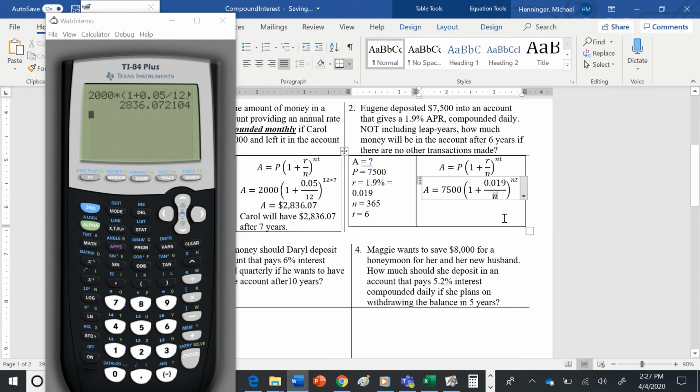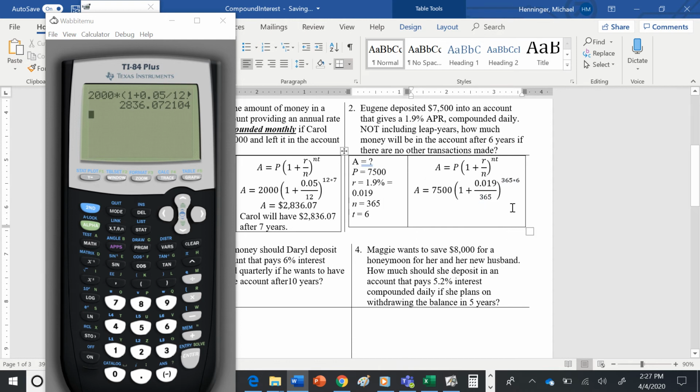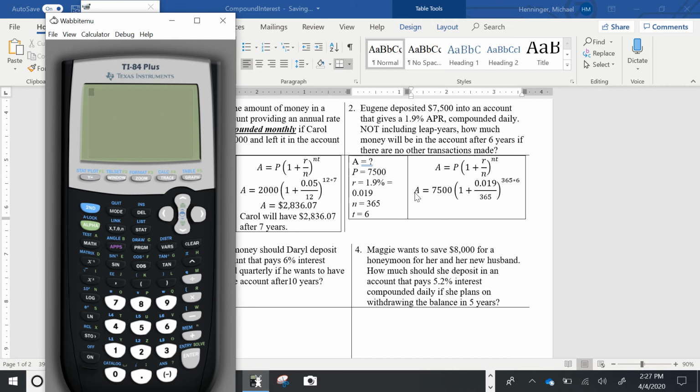N is how many times it's compounded per year. And we said if it's compounded daily, that's 365 times per year. Okay, and that N is going to go up here as well in the exponent. And T is the time that it's in that account, which is 6 years. And let's make this fit better. There we go. Okay, now, once again, if I try to simplify this, I'm going to get some pretty wonky decimals. So here's what we do instead. I'm going to come over to the calculator, clear everything out, and type this in exactly as I see it, as close to it as I can.